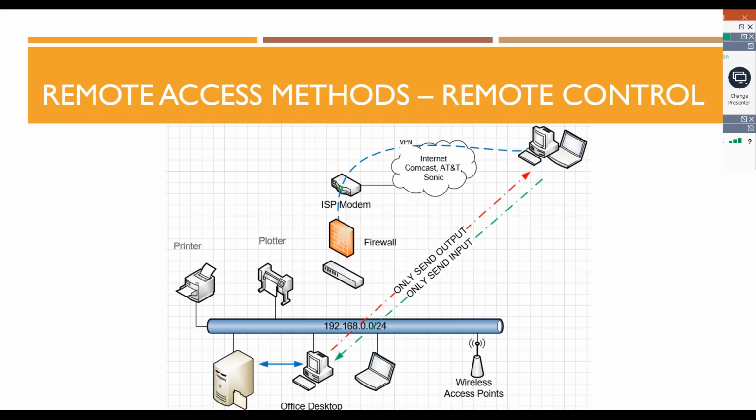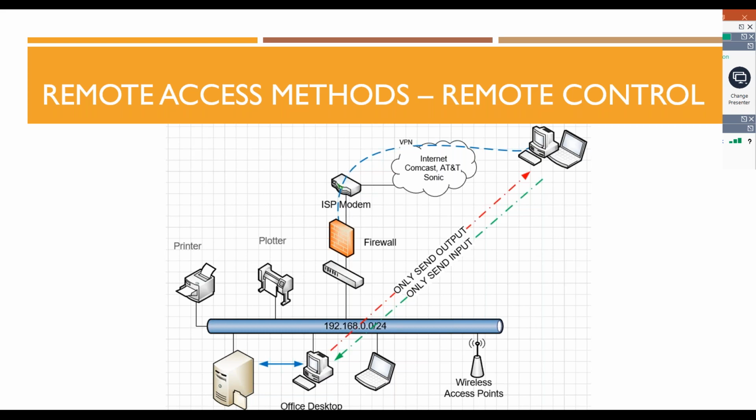Now for our next remote access methodology, which is called remote control, we'll talk about how that looks. So remote control can be done through a VPN tunnel or through a third-party provider, and we'll talk a little more further in other slides. But basically, the way remote control works is your computer only sends the inputs and the outputs. So every time you click on a mouse or you type a key, it sends that to your office computer. And then that office computer communicates to the server.